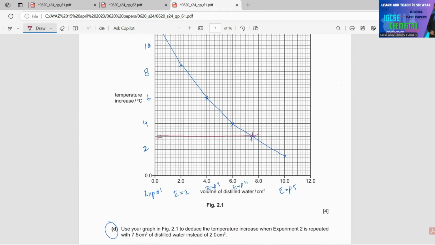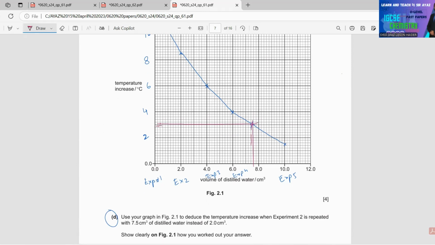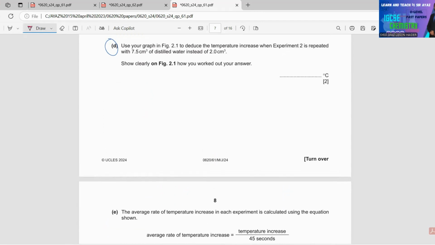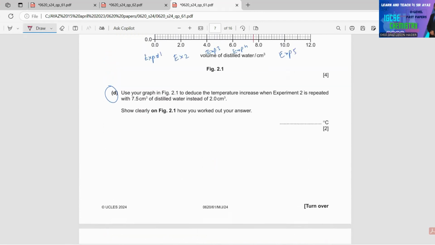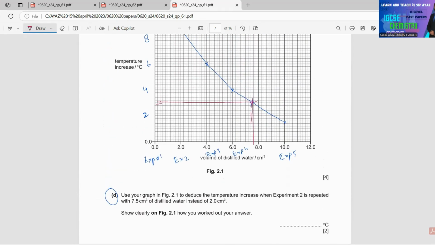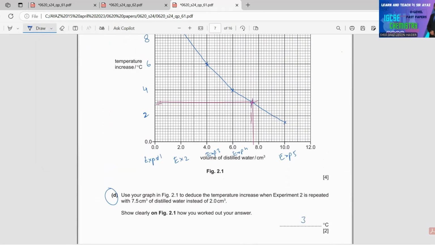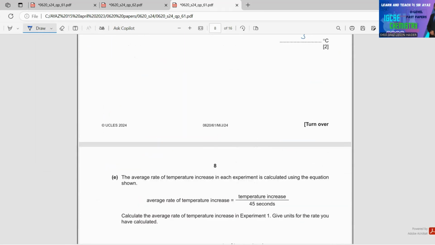Like that. This will be the final for 7.5 centimeter cube of distilled water. So the temperature increase, you will write it must be around 3 degrees centigrade. Moving to next part, which is part E.